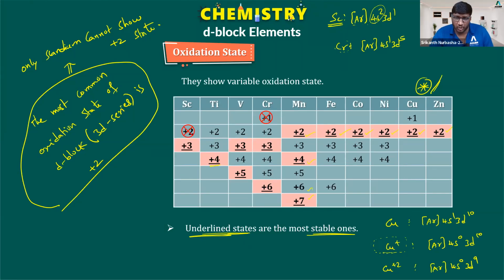Why? Cu plus or Cu plus 2? Why is it stable? That's the question. Sir, a fully filled d orbital is stable. Yes. In Cu plus, if you look at argon 4s0 3d10, we are getting a completely filled d orbital. But if you look at this data, they have already mentioned copper is stable in the plus 2 state. That means argon 4s0 3d9. This is the most stable state.